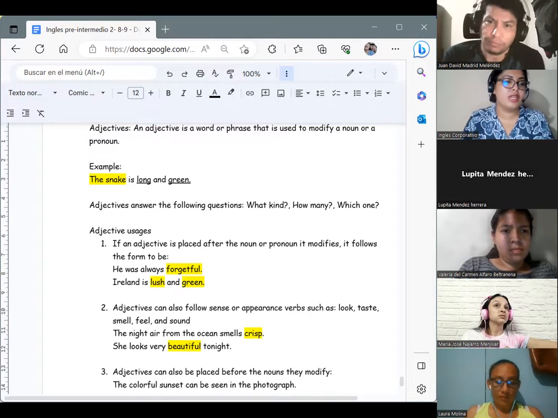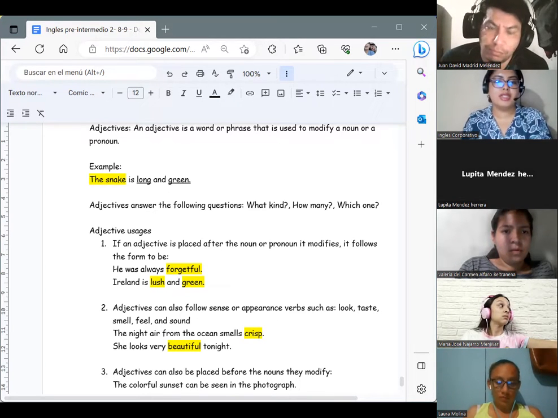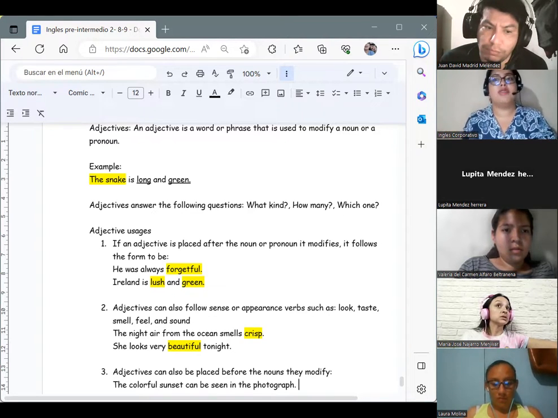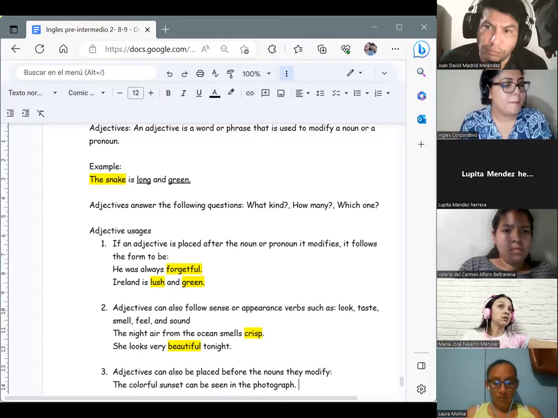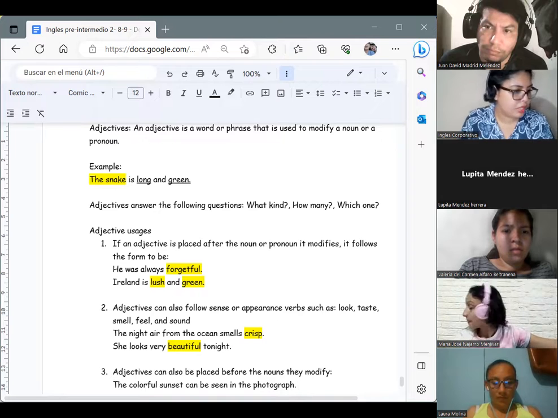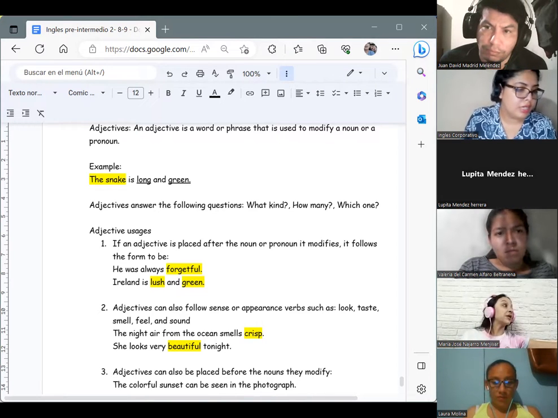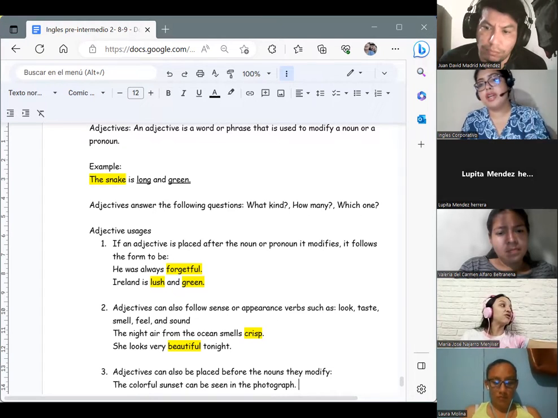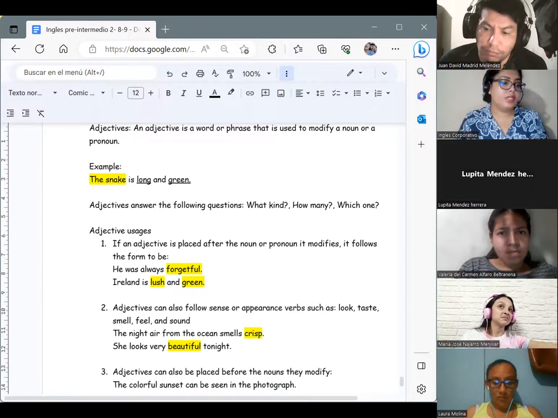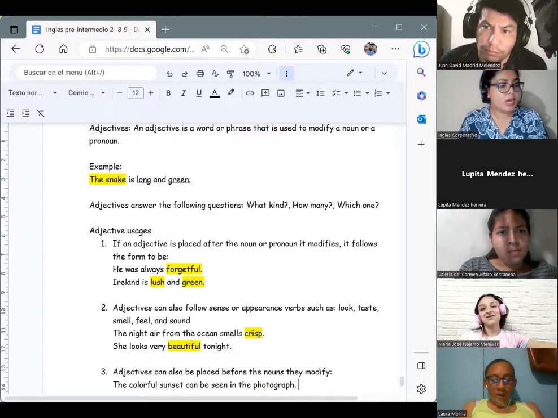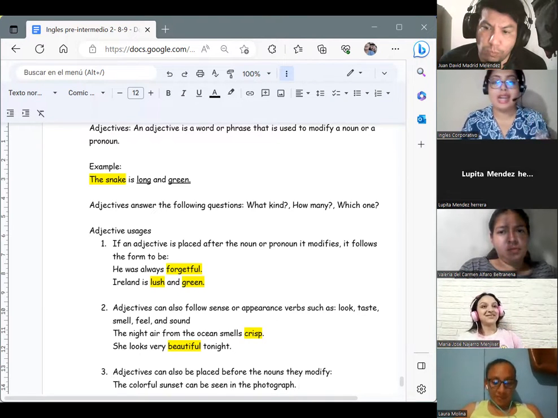It's very, very interesting when you are listening to someone speaking in English and you are trying to make the interpretation of the message that they are giving, but doing it in real time. It's kind of complicated, but it's kind of funny sometimes. So, in this case, we have the adjective colorful modifying the word sunset. And in this case, it's at the beginning. It's before the noun. That is possible? Yes, of course, it is possible.